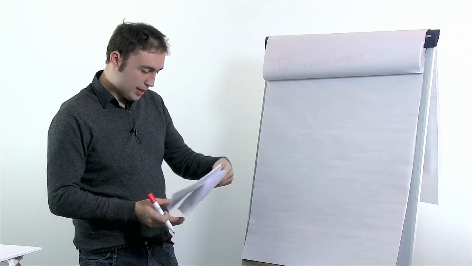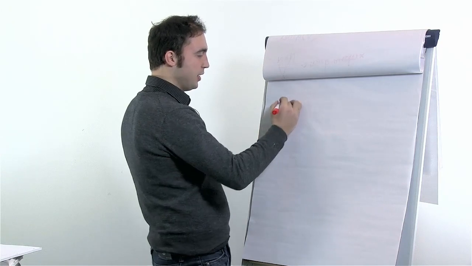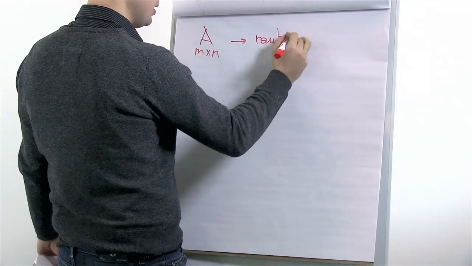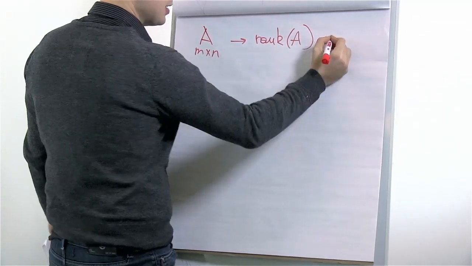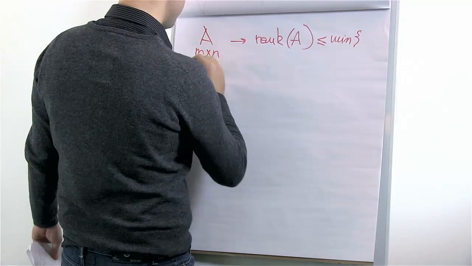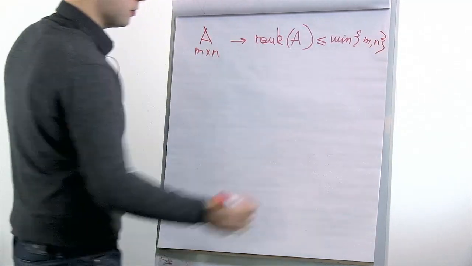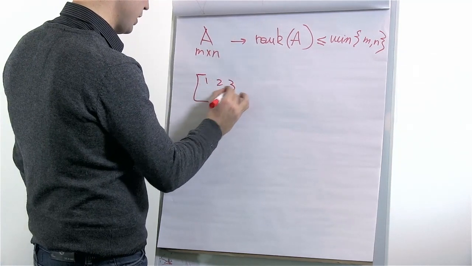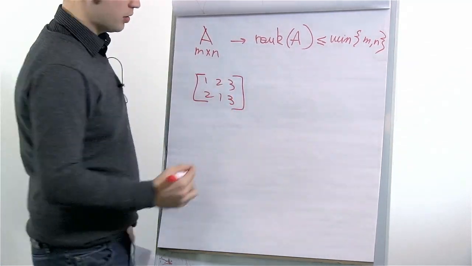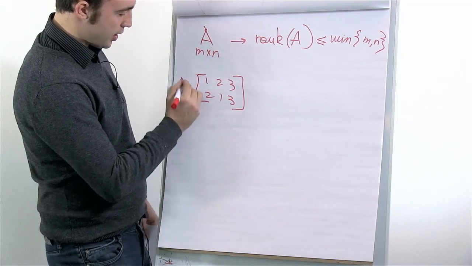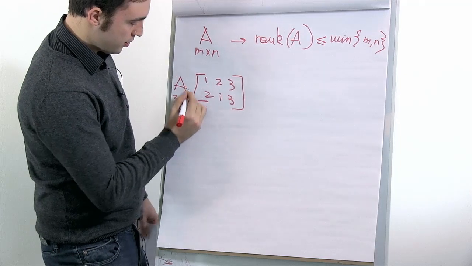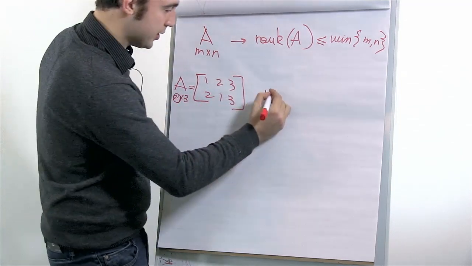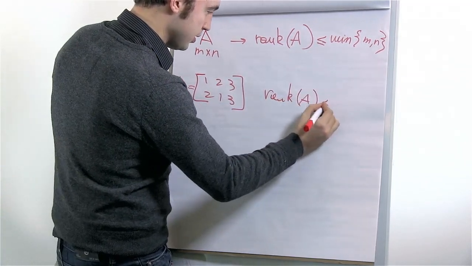Okay, and there is a rule that if A is m by n, then the rank of A is at most the minimum of m and n. For example, if you have a matrix like 1, 2, 3, 2, 1, 3, this matrix A is a 2 by 3, and then the rank is for sure at most 2.